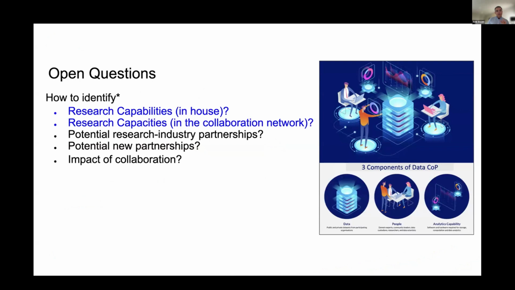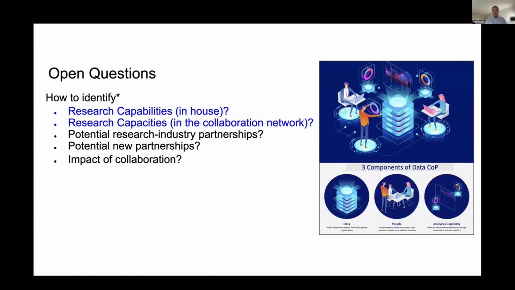Now, this group was trying to address some preliminary questions. What are the research capabilities each one of these partners has in-house? That means in their own group, in their own team. What is it that they are doing? What is the research capacity, as we call it, available in the network?